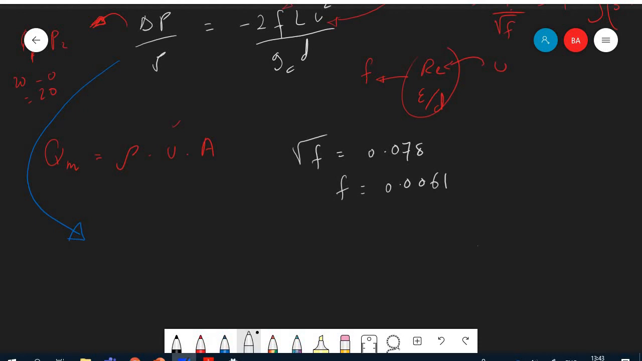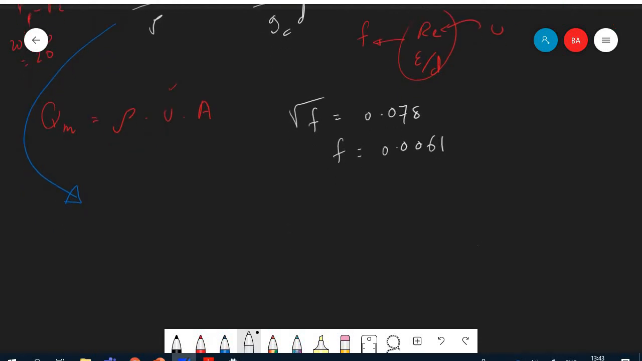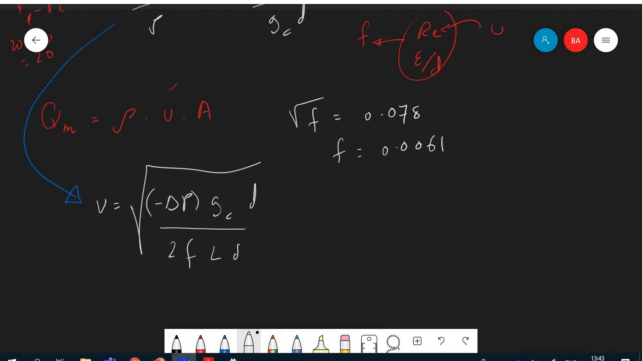So this equation is going to be, U is equal to the square root of minus delta P into GC into D, divided by 2FL rho. And if you do this, you just need now to substitute, and you're going to find out, after substituting all the terms. I'm going to show you the substitution here.